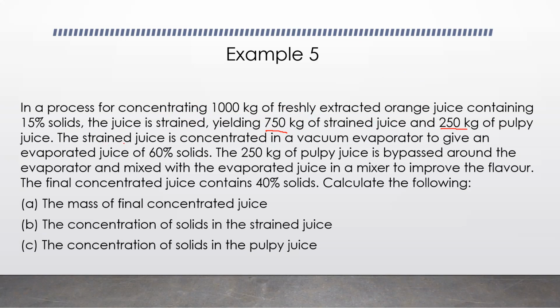The strained juice is concentrated in a vacuum evaporator to give an evaporated juice of 60% solids. The 250 kg of pulpy juice is bypassed around the evaporator and mixed with the evaporated juice in a mixer to improve the flavor. The final concentrated juice contains 40% solids. So let's draw a block diagram for this.